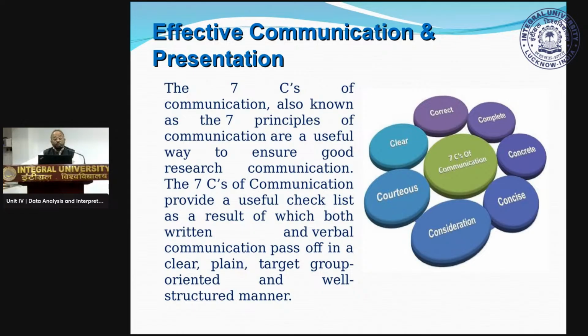So there are 7 C's of communication: correct, complete, concrete, concise, considerate, courteous, and clear. These 7 C's are important to keep in mind while presenting any of your research, be it a paper or any research part. These 7 principles are a useful way to ensure good research communication. They provide a useful checklist, as a result of which both written and verbal communication pass off in a clear, plain, target-group-oriented, and well-structured manner.